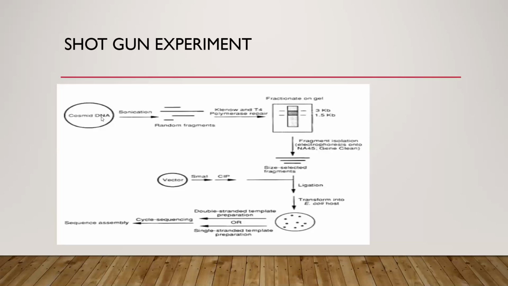First step, you take cosmid DNA. Next, sonication, which means ultrasound energy, ultrasonic frequencies, will be applied. Next, random fragments will be produced. Next step, you add T4 polymerase enzyme. What is T4 polymerase? It can be used in the DNA repairing process. It is a catalyzing agent.